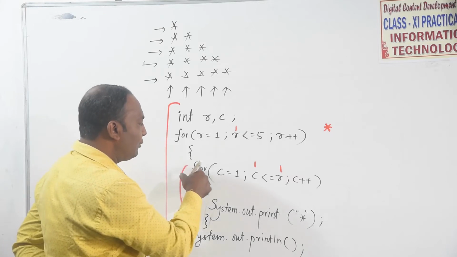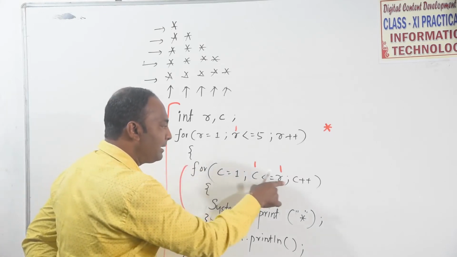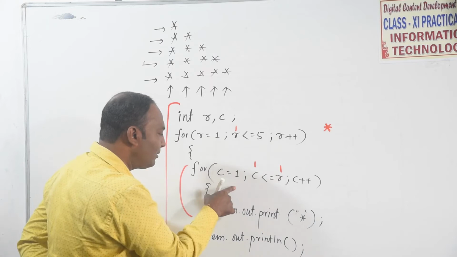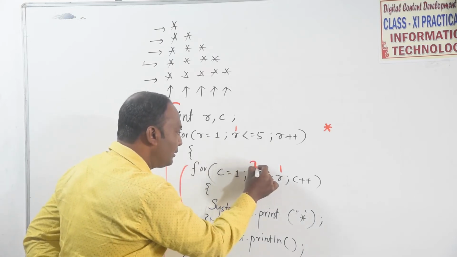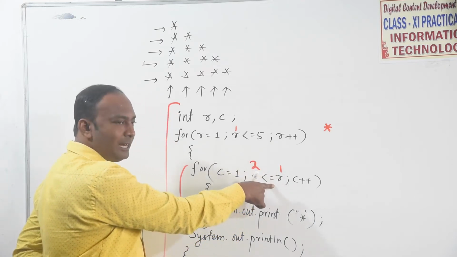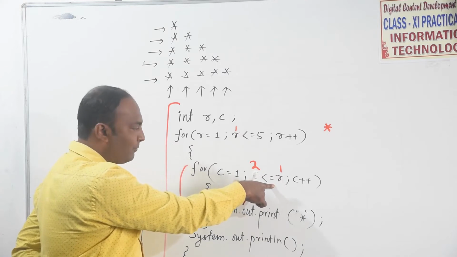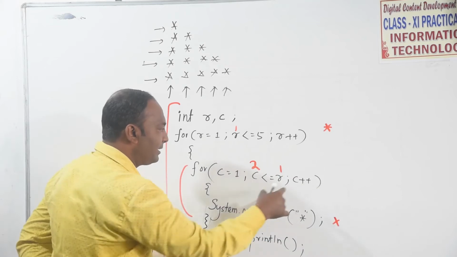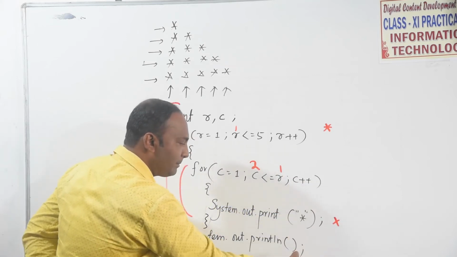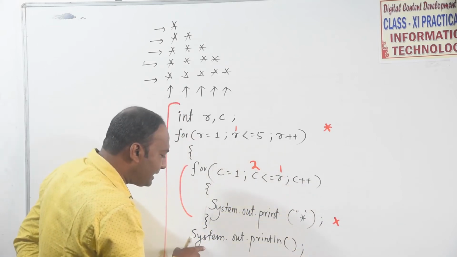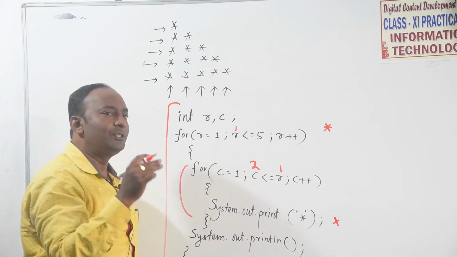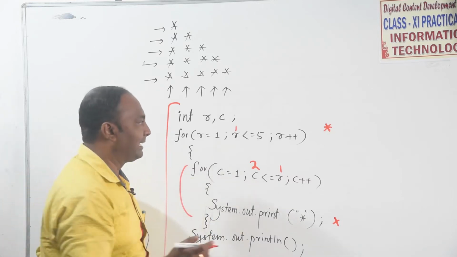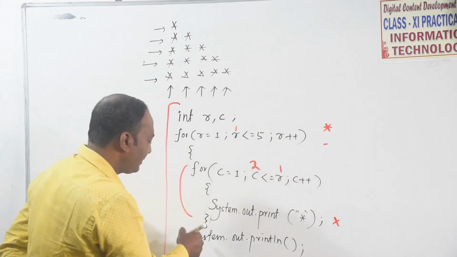Next, it will go to the inner loop. The value of c will be incremented because c plus plus is there, so c becomes 2. 2 is not less than or equal to r, which is 1, so this will not be executed. It will go outside the loop. In the outer loop, System.out.println is written, which means it will only go to the next line.